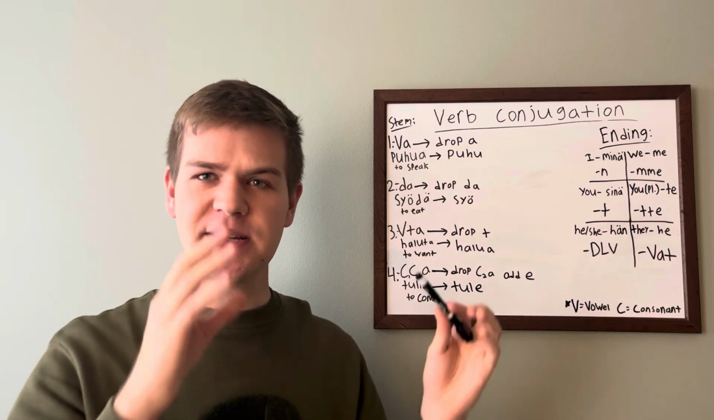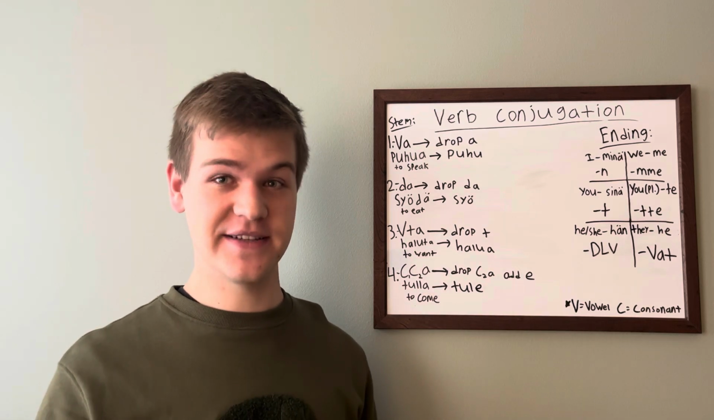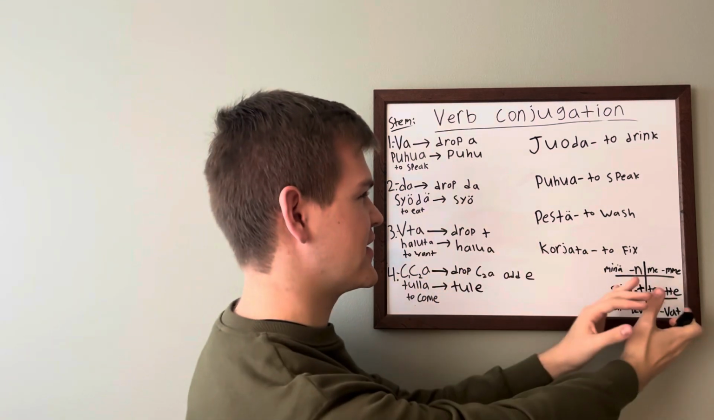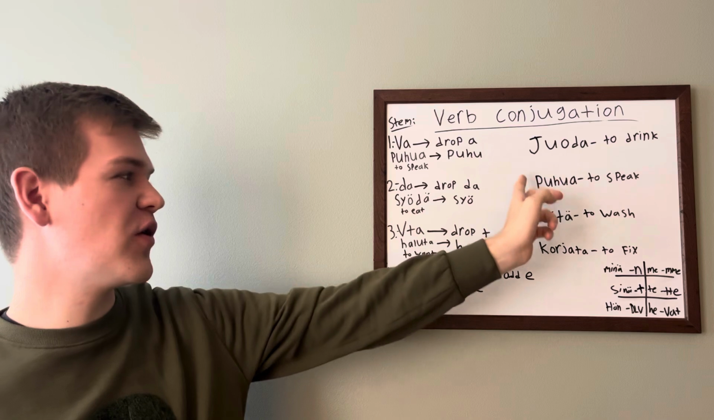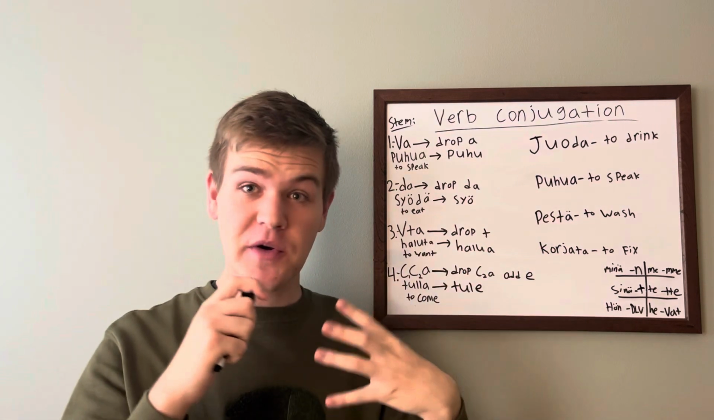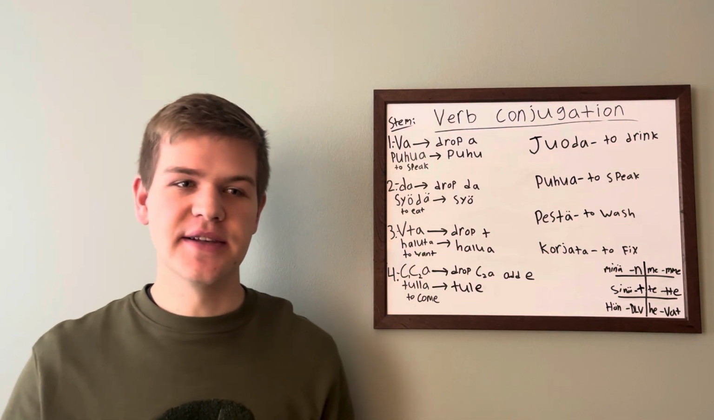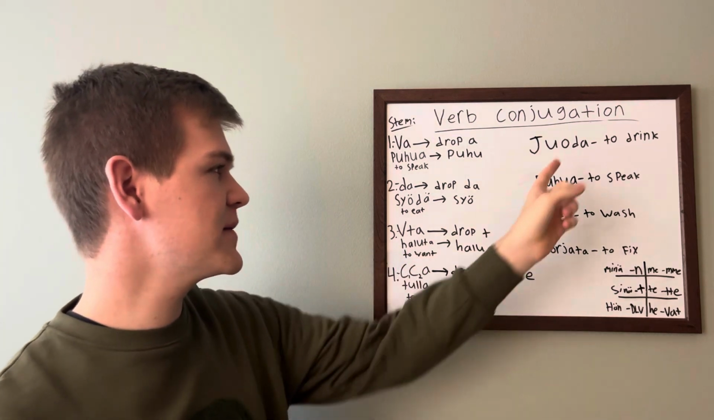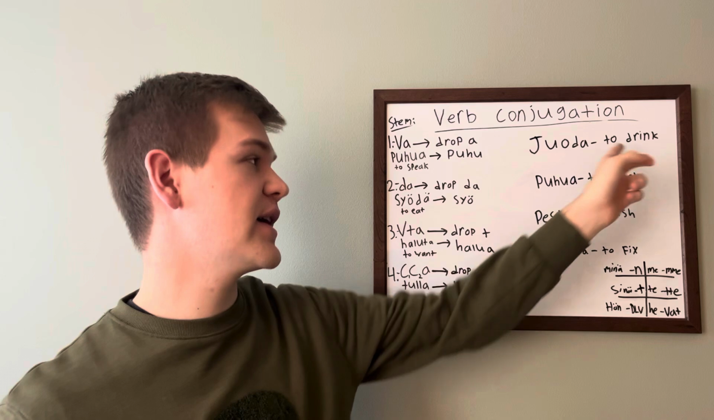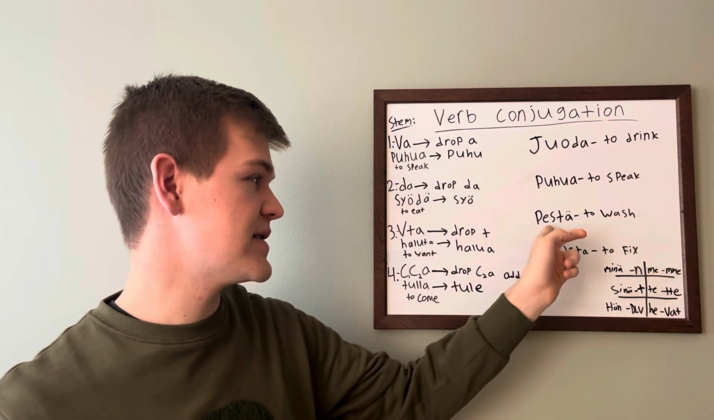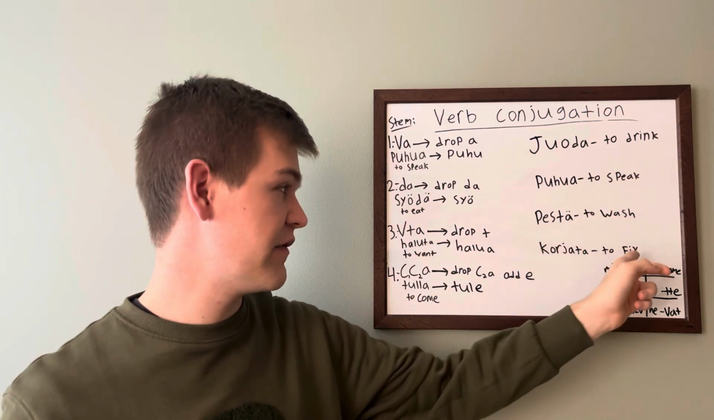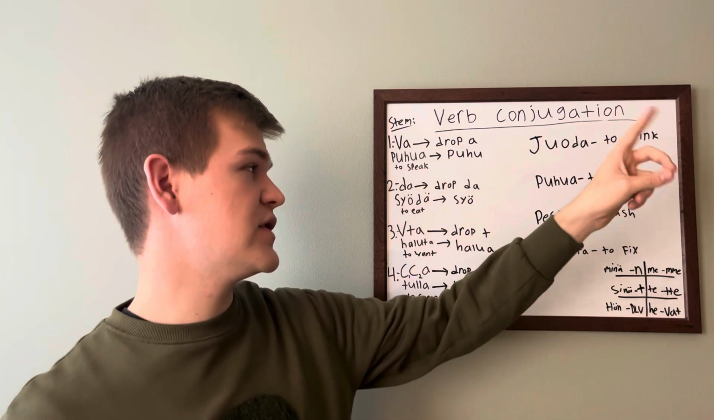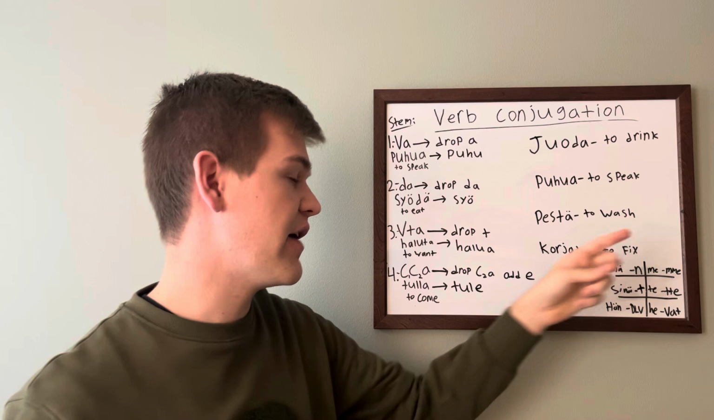So now I'm going to change up the board a little bit and we're going to do a few practice examples. Okay, I switched up the board a little bit, condensed our little chart here, and I put up our 4 examples. So what we're going to try to do with these examples is to say, I do these things. So these are kind of their dictionary forms. We got juoda, to drink, puhua, to speak, pestä, to wash, and korjata, to fix. We want to change these to say I. So I drink, I speak, I wash, and I fix.